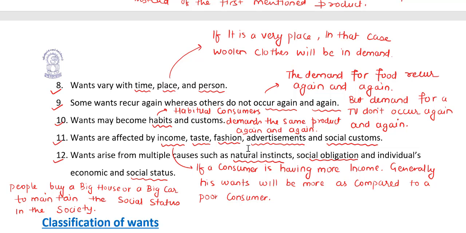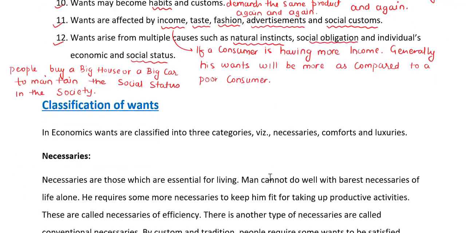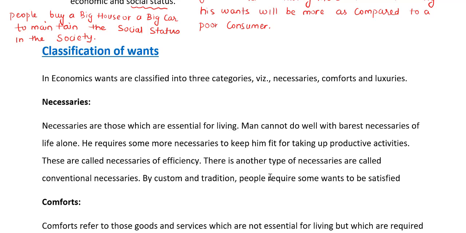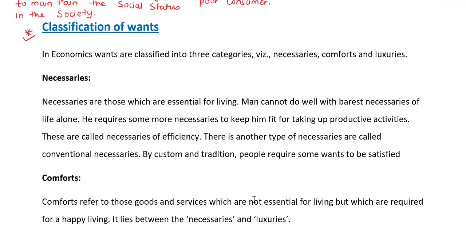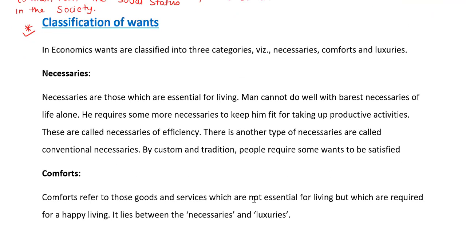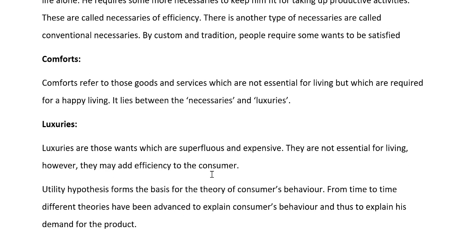Okay, I believe all of you must have understood till here. We just saw the characteristic features of human wants. Students, let's move ahead with another topic now: classification of wants. Basically, wants are classified into three different categories. The first category is necessaries, another category is comforts, and the third is luxury.